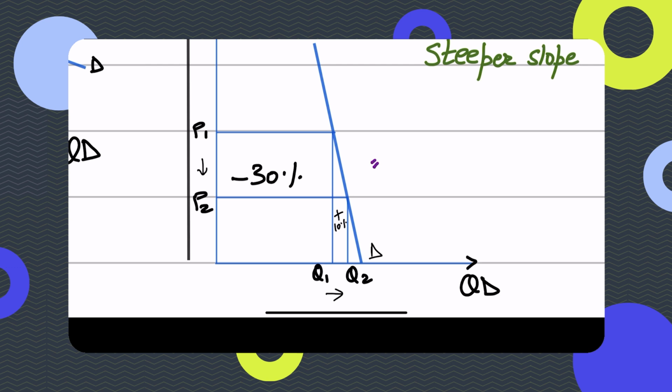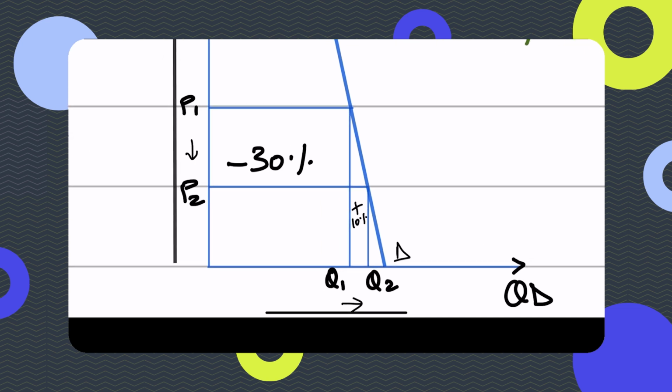If I put this in the PED formula, percentage change in quantity demanded divided by percentage change in price, the percentage change in quantity demanded is only 10% upon the percentage change in price. So the answer is 0.33 something, which is less than 1, minus 0.33. So it's inelastic, because it's less than 1. But again, I don't need to use the formula to calculate the PED. The diagram itself shows that it is inelastic because you can clearly see the decrease in price.